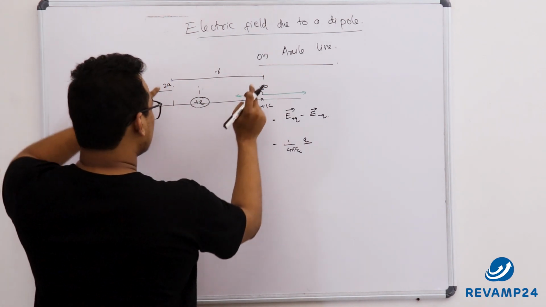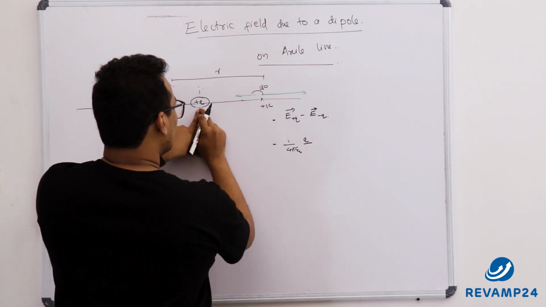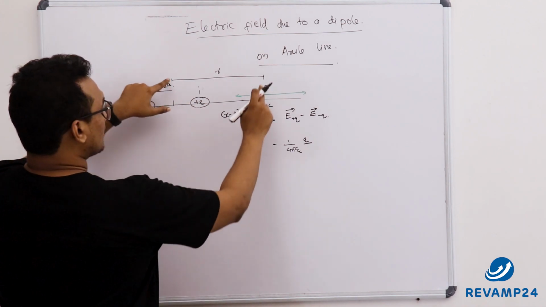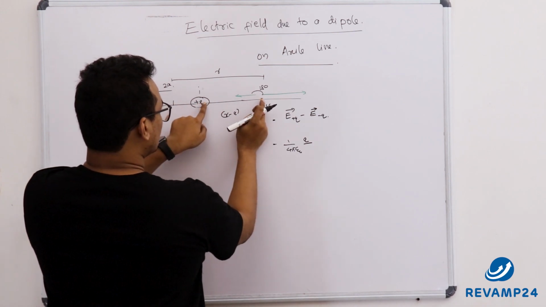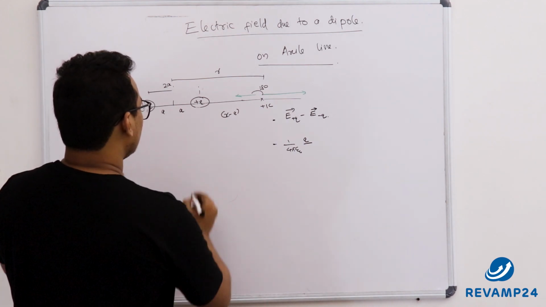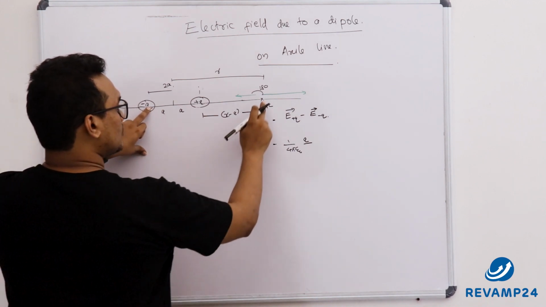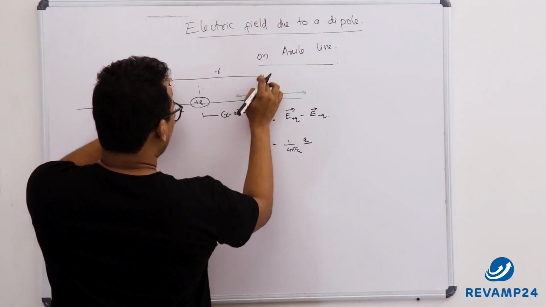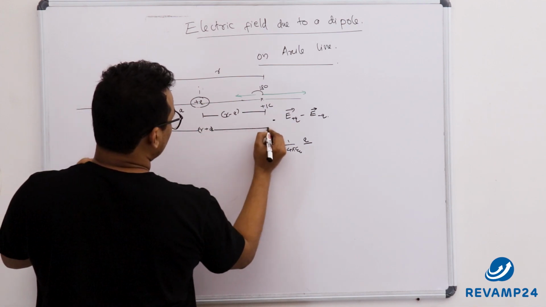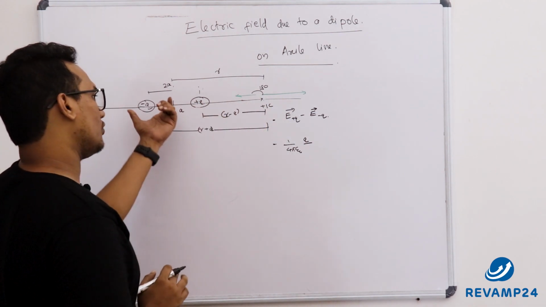Now, if the total distance from the center to this position is r, what will be the distance in between plus Q and this point? That will be r minus a. How come? This one is r, this one is a, so this will be r minus a. 2a means a and a. So this distance is r minus a. And what will be the distance in between minus Q and plus 1 coulomb? That is r plus a. Now we have got the distance of 1 coulomb from both the charges.